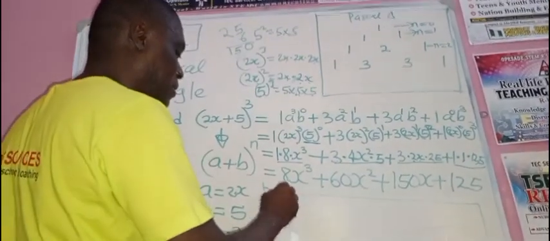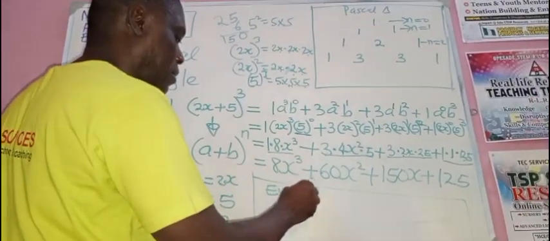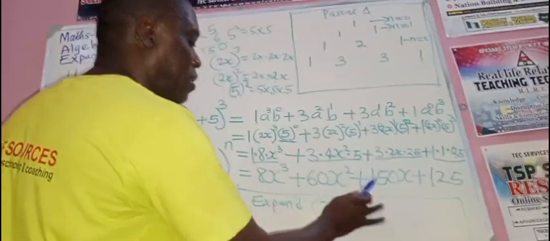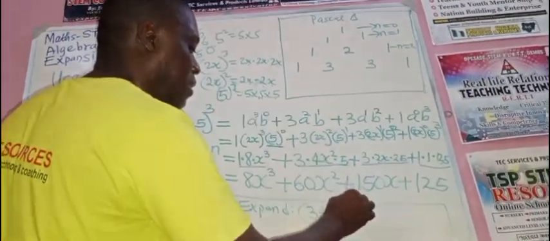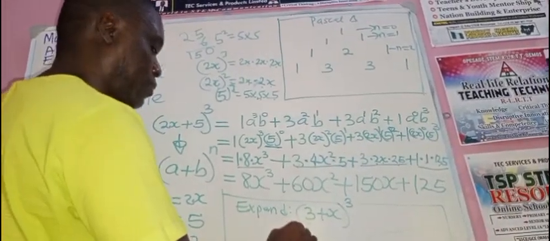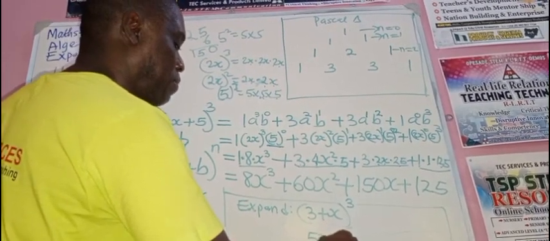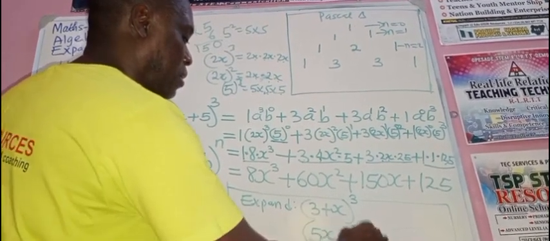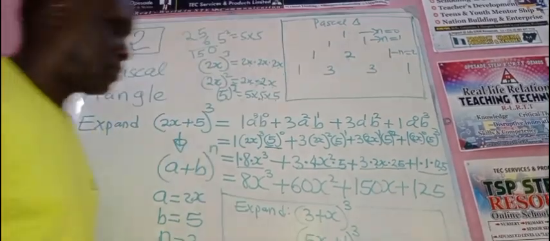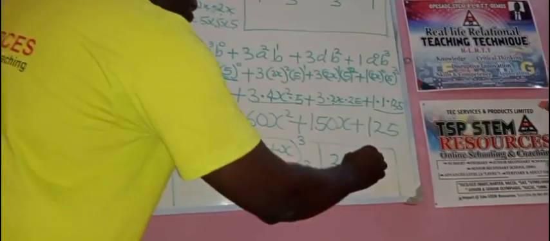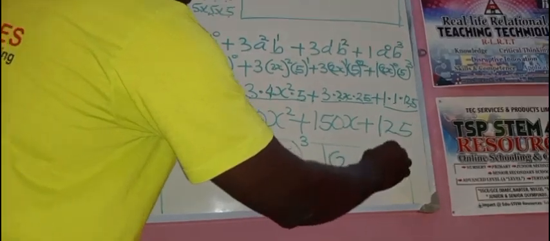Problem number 1, expand. Number 1, 3 plus x raised to power 3. Then number 2, 5x plus 1 raised to power 3. Maybe I should add another one. Okay, why not try this then? 2 minus x raised to power 4.